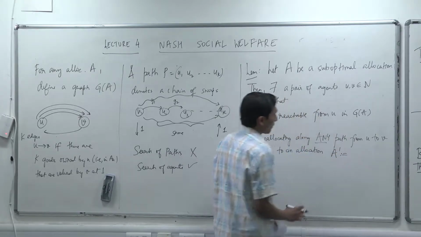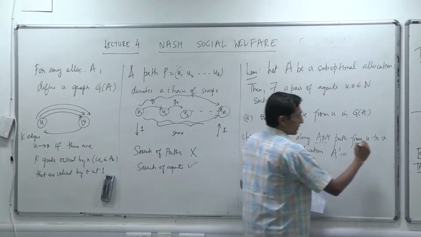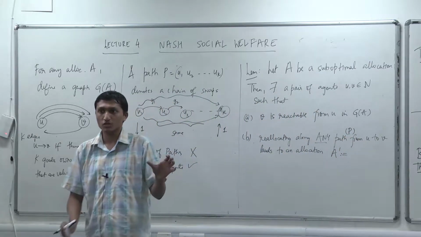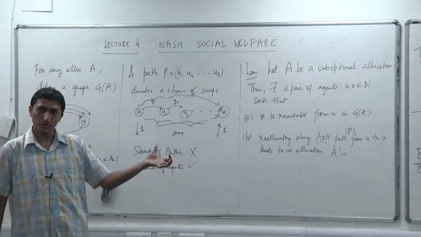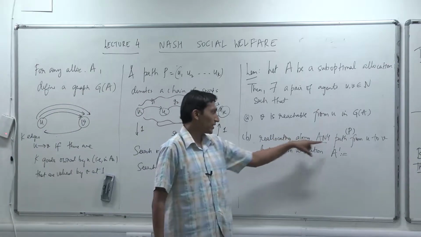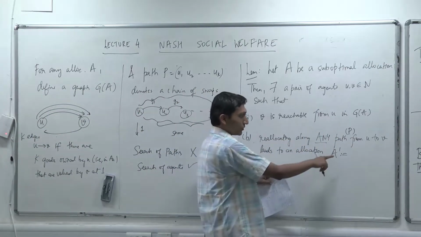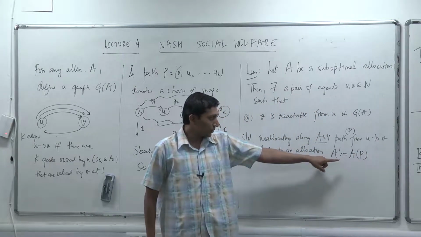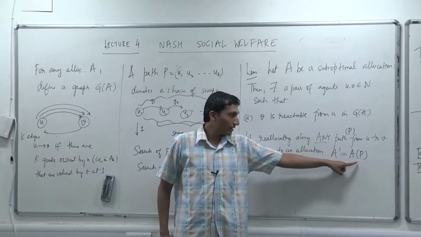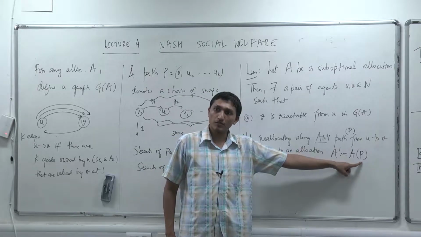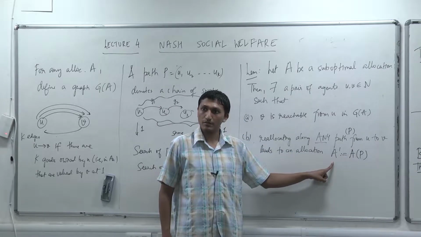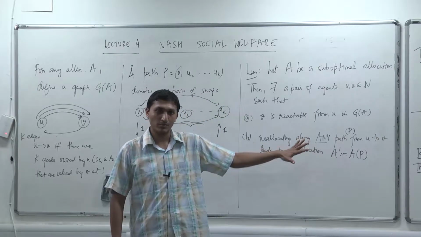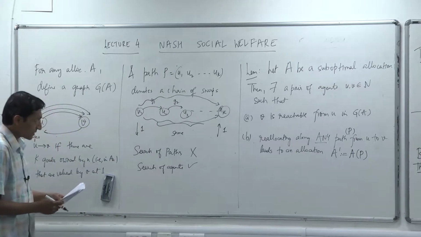So let's say we reallocate along a path P. Reallocate simply means you do the chain swaps. Okay. Let's say we do that along some path P. I'm going to use this notation A of P. This means that the original allocation was A. Now you subject it to reallocations along the path P, and this is the new thing that you obtain. Okay, so A of P. It's not a function, but that's the notation I'm going to use.